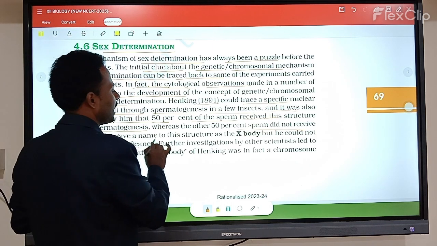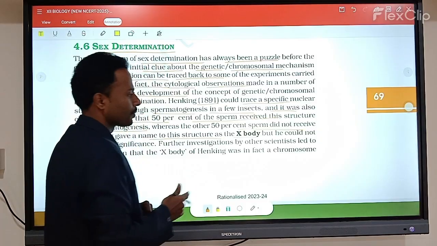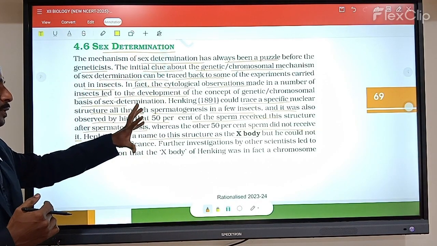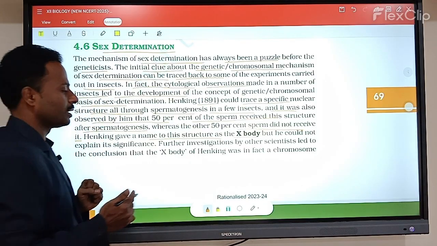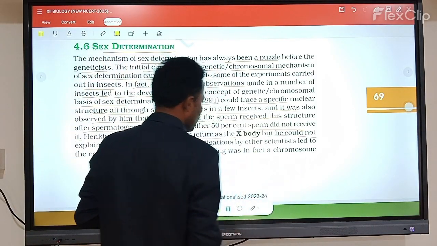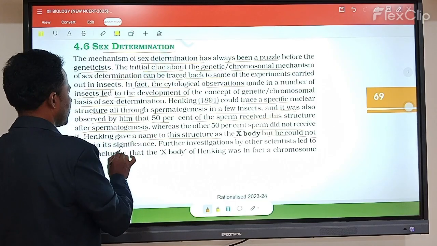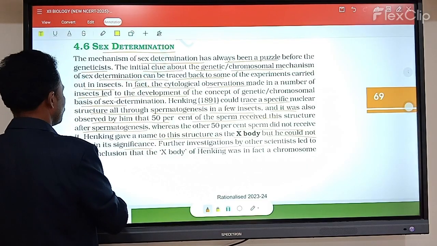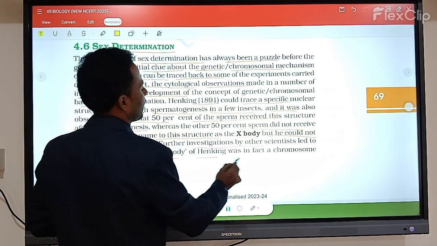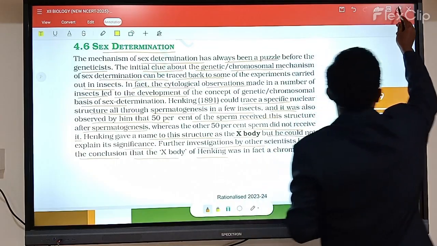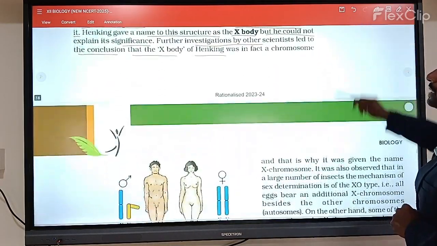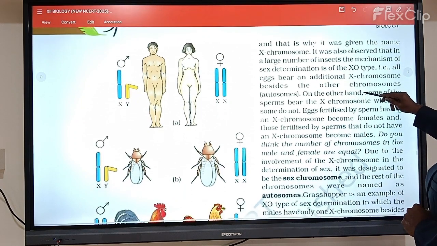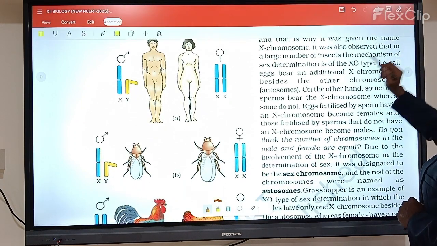Henking gave that structure the name X body. The 50% of sperms that received it, what is that called? That is the X body, but he could not explain its significance further. Investigation by later scientists led to the conclusion that Henking's X body was in fact a chromosome. He did not completely explain what the X body is, and that is why it was given the name X chromosome.